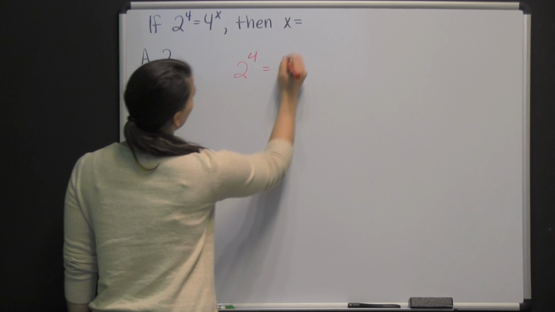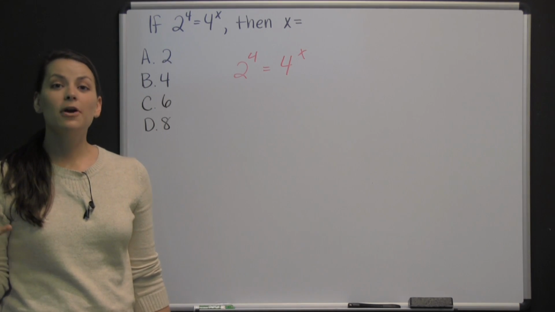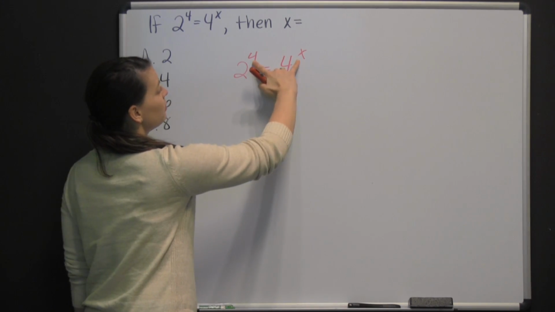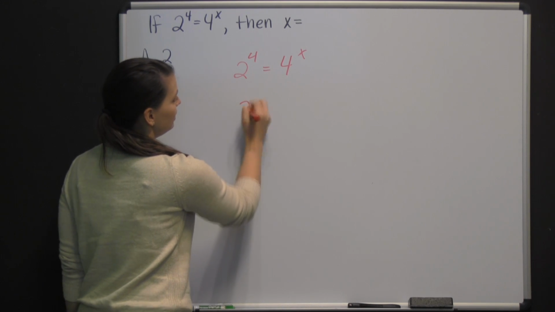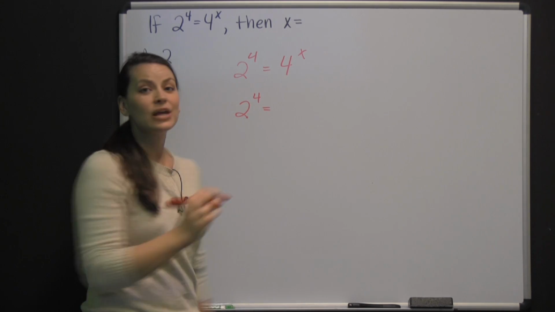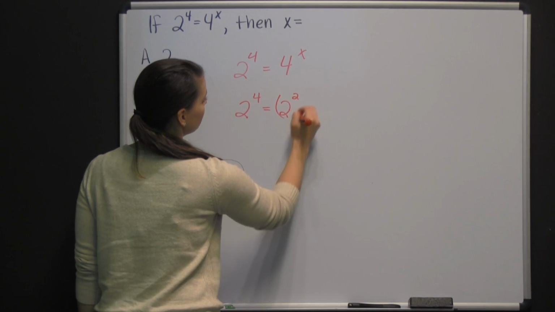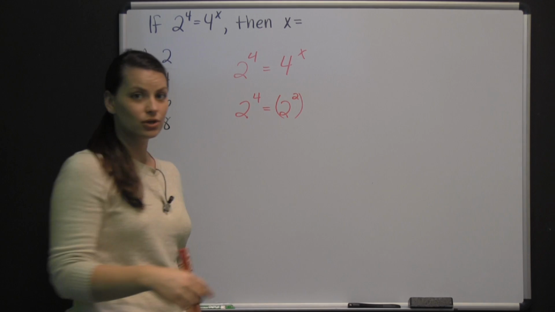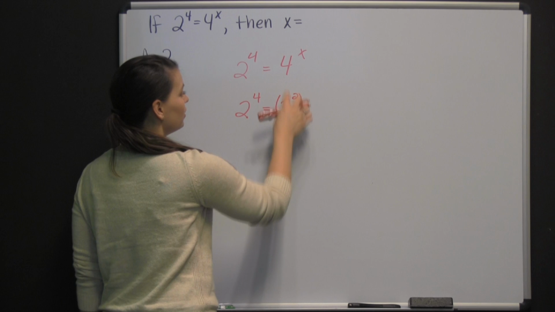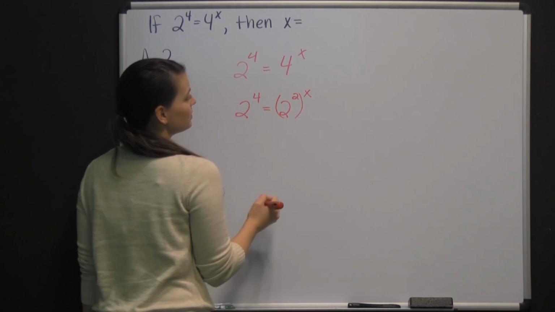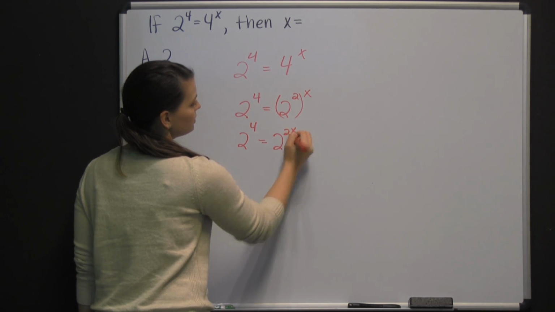Okay, so here's where we want to start. We want to make our bases equal, because if our bases are equal, then our exponents also have to be equal. We can't rewrite 2 as anything other than 2, but we can rewrite 4 as 2 squared. 2 squared means 2 times itself 2 times, and 2 times 2 is 4. So these are equal. This is 4, and it's raised to the x. So 2 to the 4th is equal to 2 to the 2x.